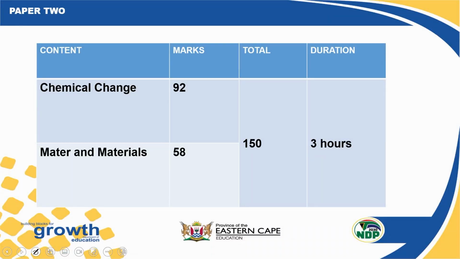If you look at your Paper 2 in terms of marks, matter and material is 58 marks. And if you look at chemical change, it's 92 marks. You are writing a paper that is out of 150, and that paper has a duration of 3 hours.